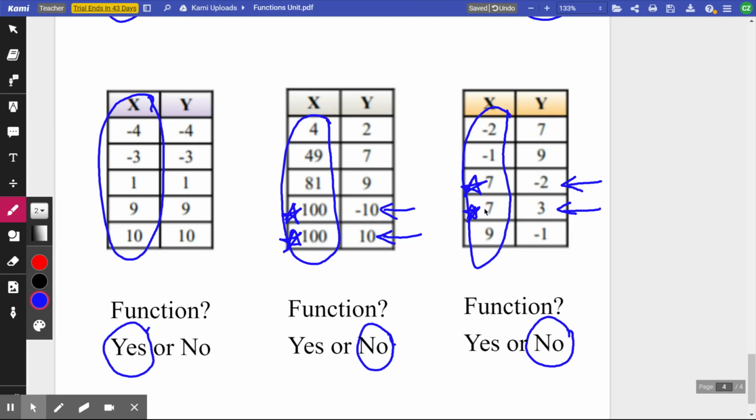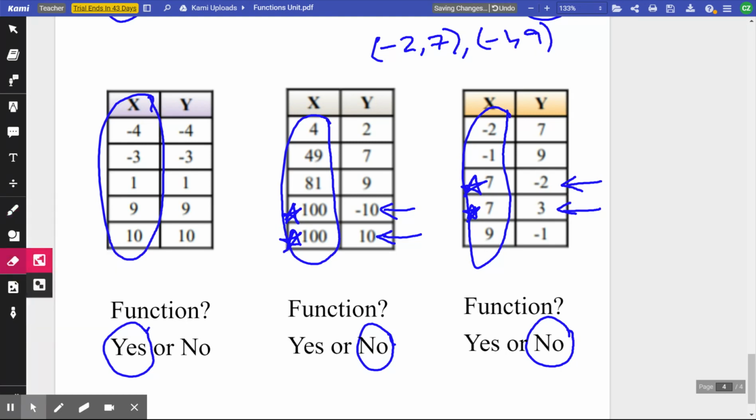Okay, so you can identify a function from a table or from a graph. Even though these are written in tables, you could write them as coordinates. So for my last box, I could write this as -2, 7, or I could write the next point as -1, 9. Sorry, this is supposed to be -1, 9. Let's fix that. -1, 9, and I could write the rest. And you should notice that X values are going to repeat and their Y values are different. So it's still not a function, no matter if you see it as a graph, a table, or just as coordinates.